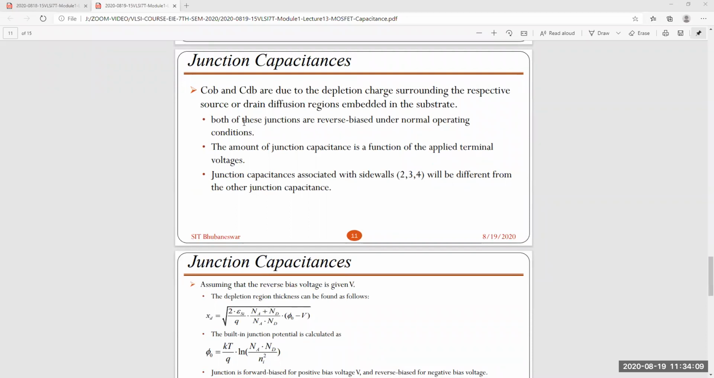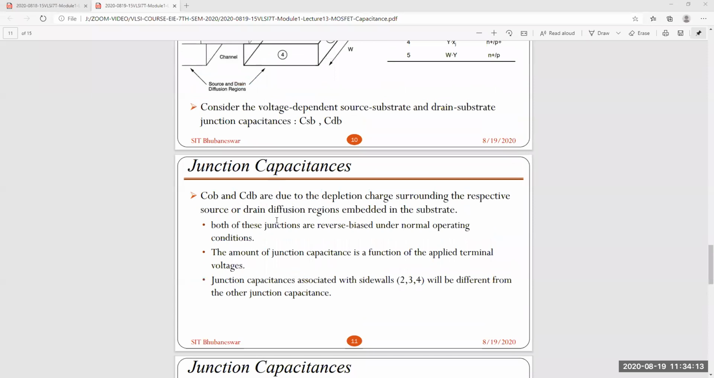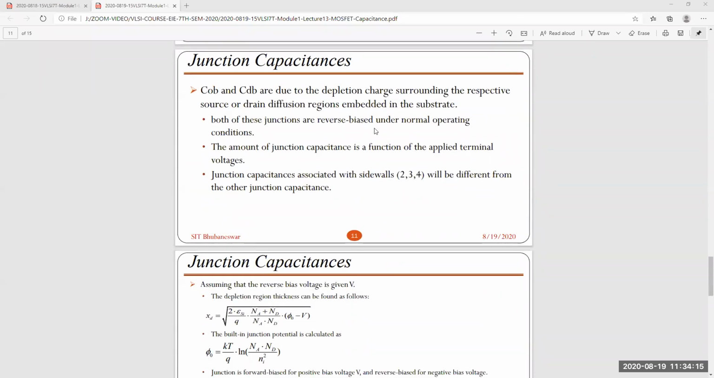This is CSB and CDB. Sorry, mistake. CSB and CDB are due to the depletion charges surrounding the respective source and drain. The amount of junction capacitance is a function of the applied terminal voltage. I said it's voltage dependent. It depends on the reverse bias voltage.